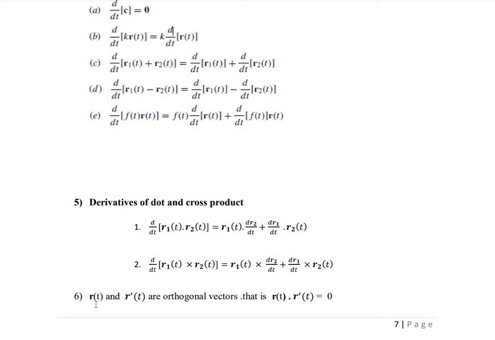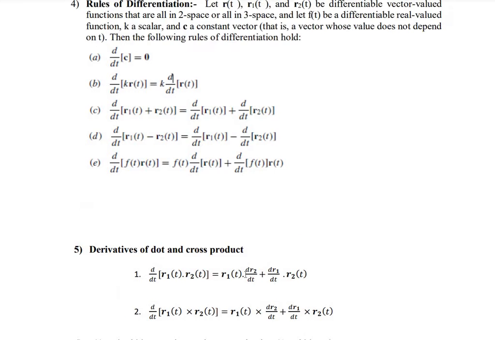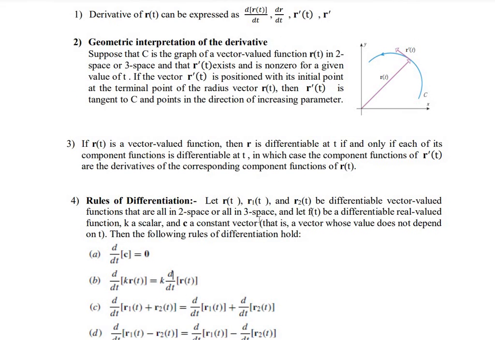Next one is, vector r and vector r dash are orthogonal vectors. That is, their dot product is equal to 0. We can see in this figure, this is vector r and this one is vector r dash. So they are perpendicular, so they are orthogonal.